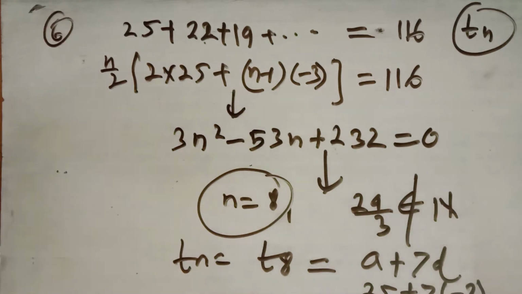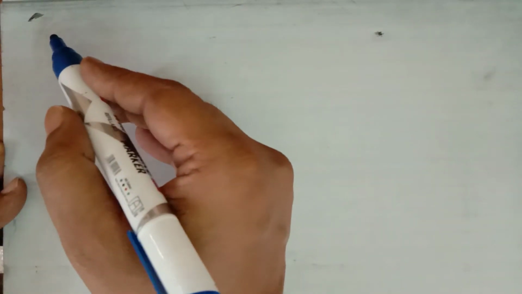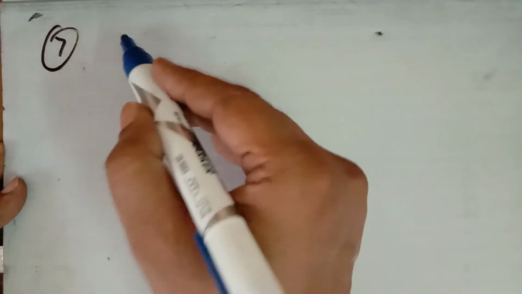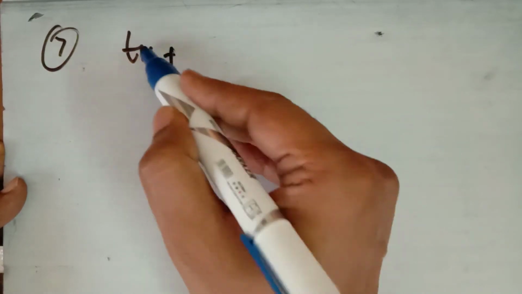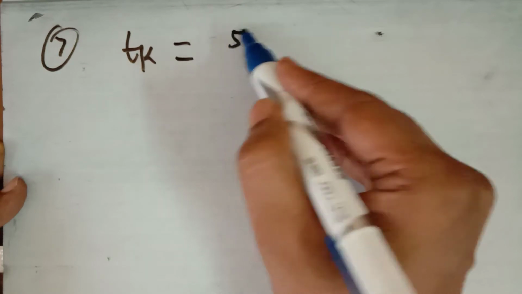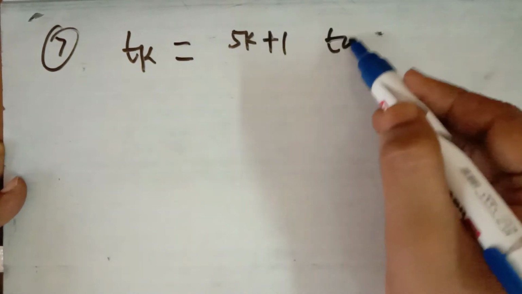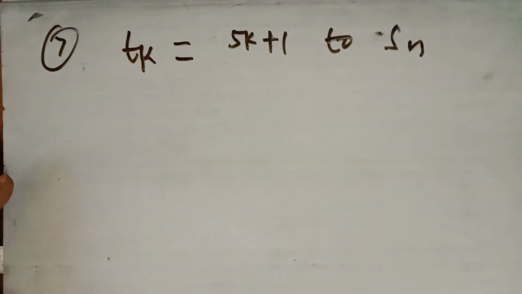You have to find the sum of n terms of an AP whose kth term is given. The kth term or the nth term is the same, or we can say the general term is given. So the kth term is given as 5k plus 1 and you have to find Sn, the sum of the first n terms.